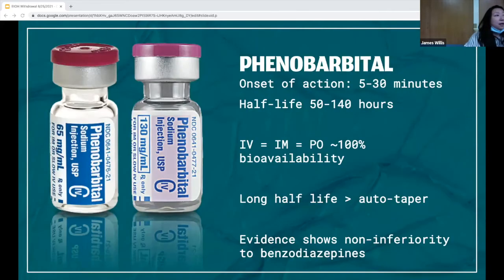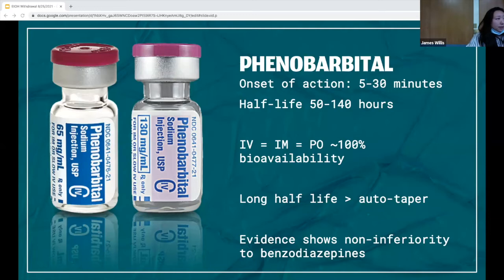And when we talk about barbiturates in withdrawal, we're specifically talking about Phenobarb, which has a rapid onset and a long half-life of 50 to 140 hours. And you can actually give it IM, IV, or PO, and all of them have about 100% bioavailability.